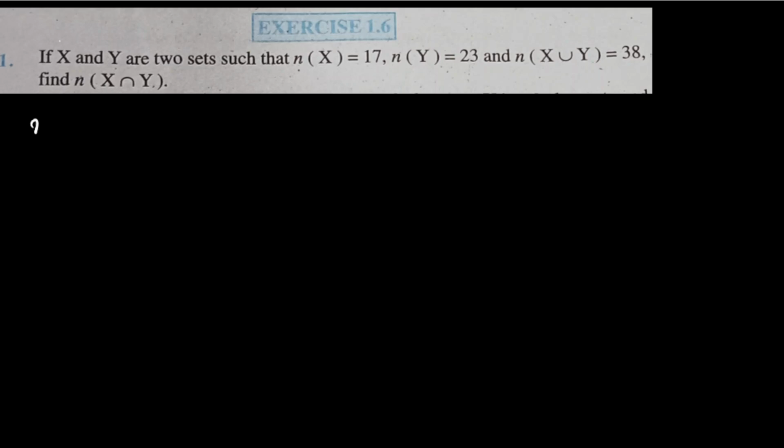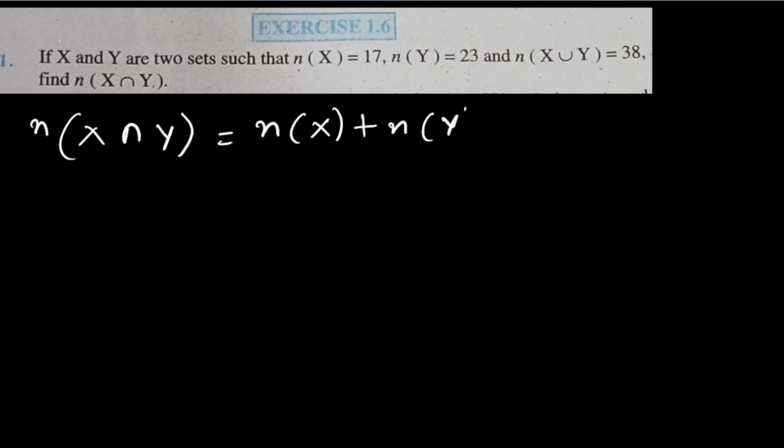What we have to find? Number of elements of X intersection Y. See, for intersection, I have given you a direct formula. What is the formula? Number of elements of X plus number of elements of Y minus number of elements of X union Y. Wherever we have to find the intersection, we will directly use this formula. This we have got from the first formula itself.